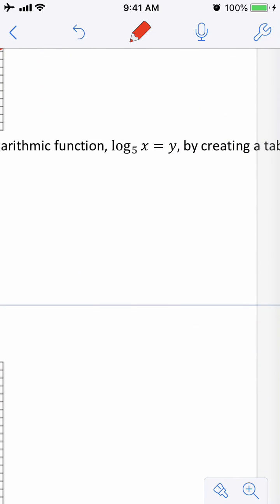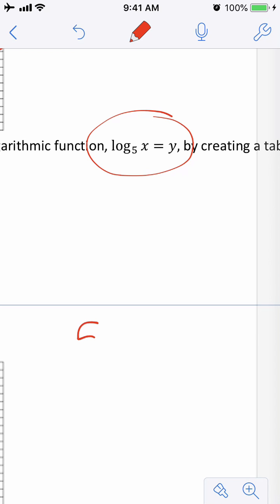Graph the following logarithm. See if you can try this one by yourself. It's not complex. There's no fraction here. So try it out, then come back. Okay, hopefully you tried it out. If you didn't, please pause the video and then come back.